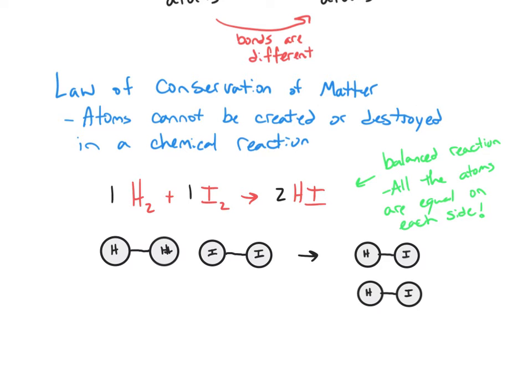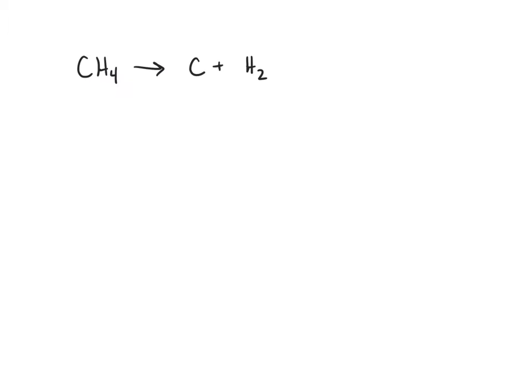But on the product side, hydrogen was bonded to iodine. It's almost like I broke these bonds and then allowed the hydrogens and iodines to reconnect and form new molecules. And that's exactly what happened. Let's see if we can balance this next example.